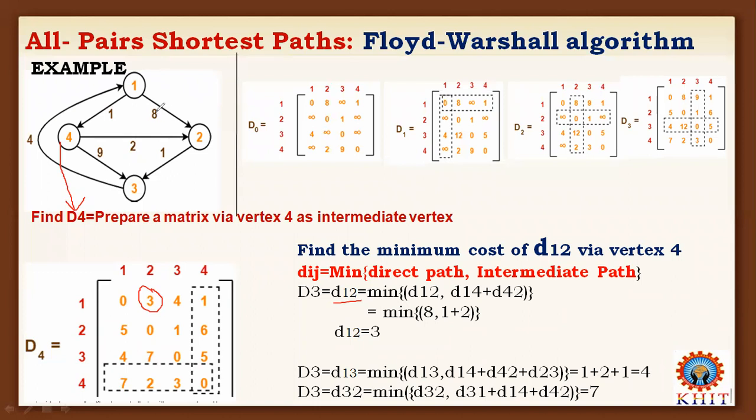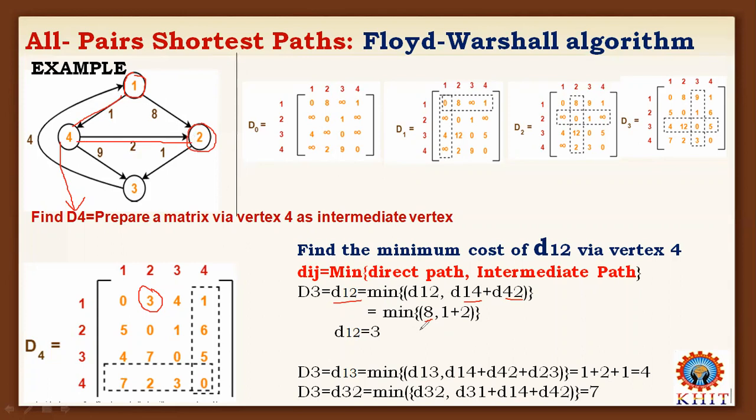If you want to move from vertex 1 to vertex 2, there are two possible ways. One is to move directly from vertex 1 to vertex 2, which costs 8. The other is through an intermediate vertex: from vertex 1 to 4 and vertex 4 to 2. Vertex 1 to 4 cost is 1, vertex 4 to 2 cost is 2, and the total is 3.